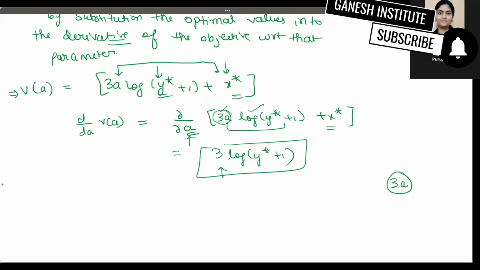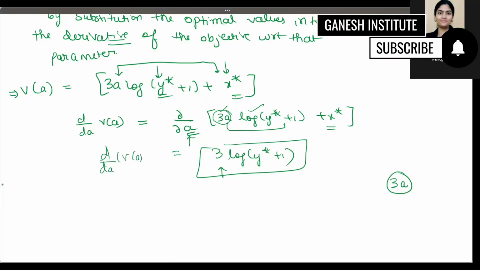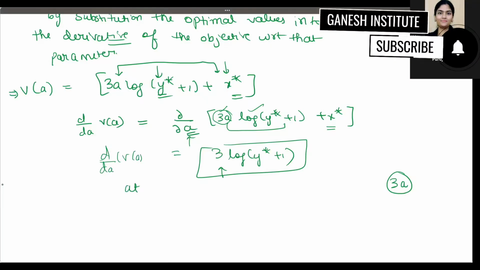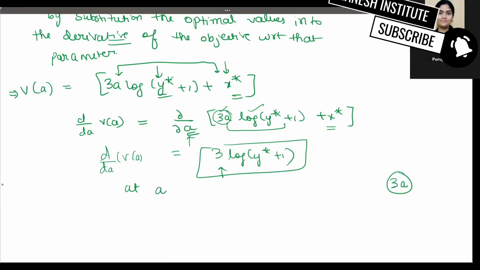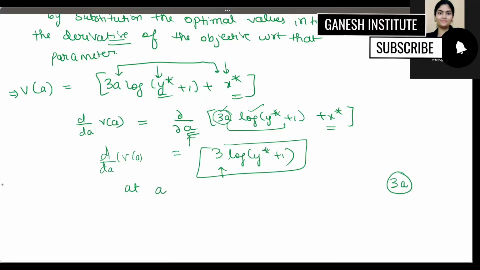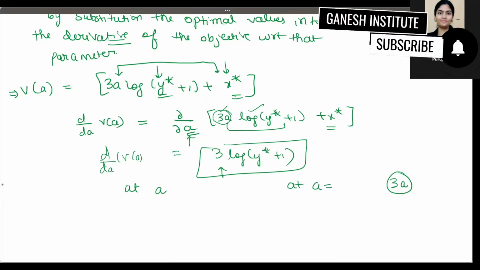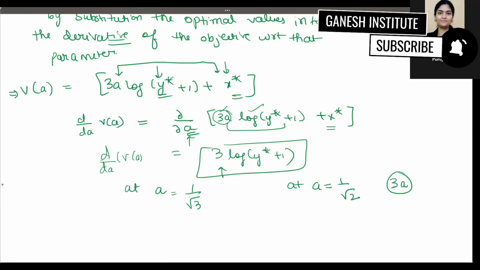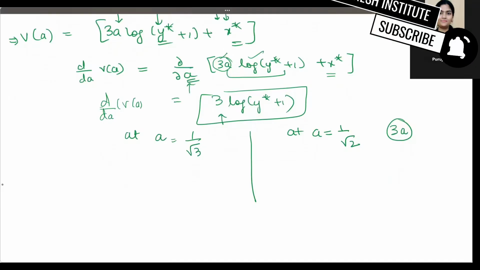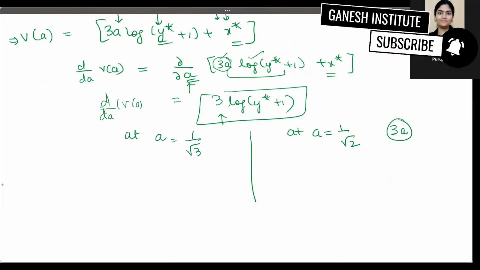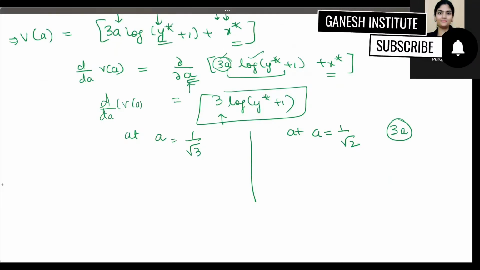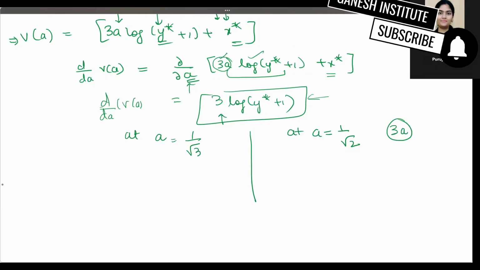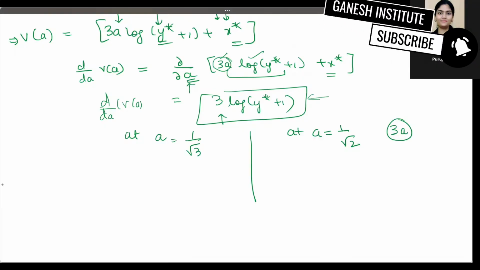Because this is with respect to a, you need to put values of a. What did we find out? The range of a is between 1 upon root 3 and 1 upon root 2. If you substitute the value of a, now you will say that, ma'am, there is no a here. How can I find out whether this is increasing or decreasing? The basic way is second differentiation.